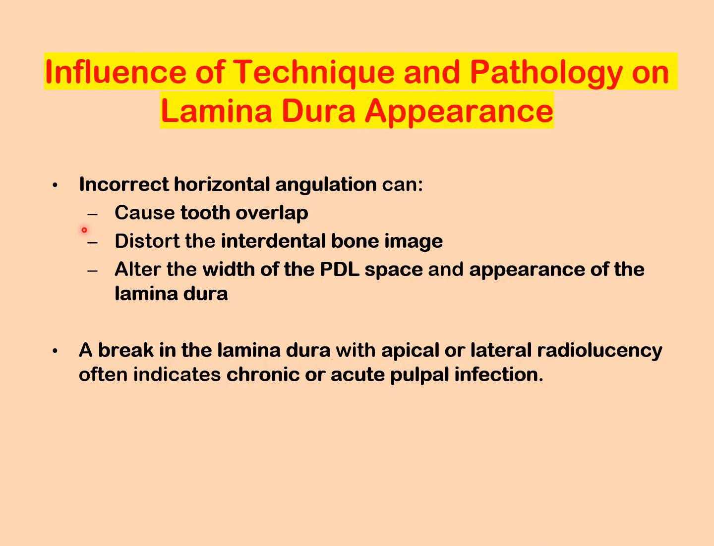So let's understand the influence of technique and pathology on lamina dura appearance. In cases of incorrect horizontal angulation, it can lead to tooth overlap and it can distort the interdental bone image, and also it alters the width of the periodontal space and the appearance of lamina dura. A break in the lamina dura with apical or lateral radiolucency often indicates chronic or acute pulpal infection.